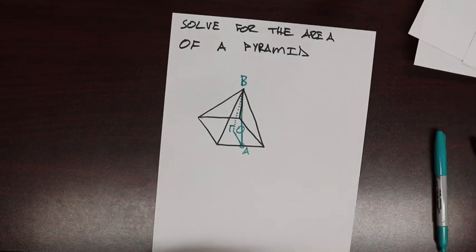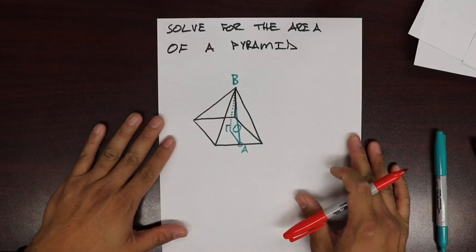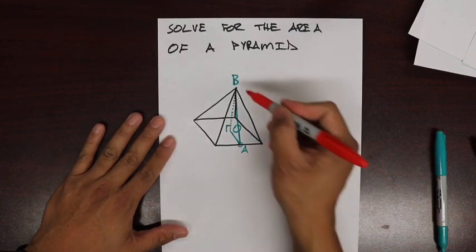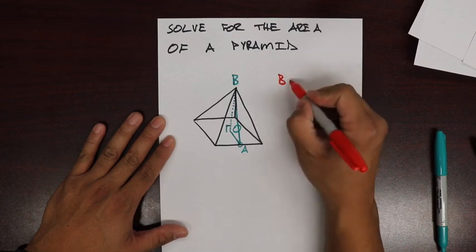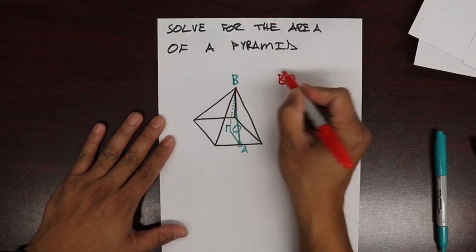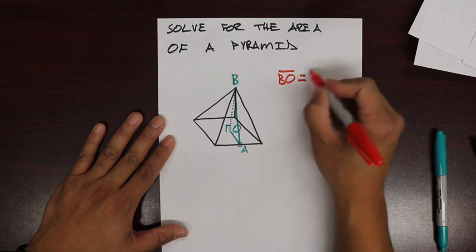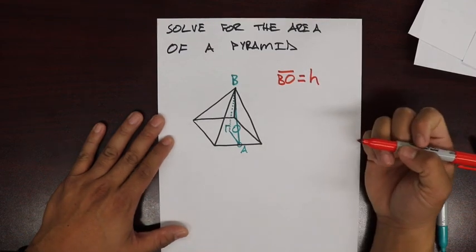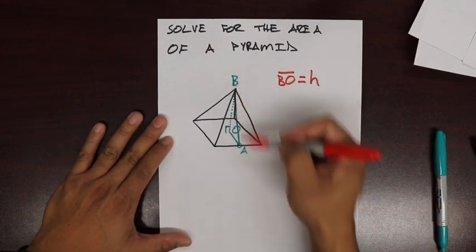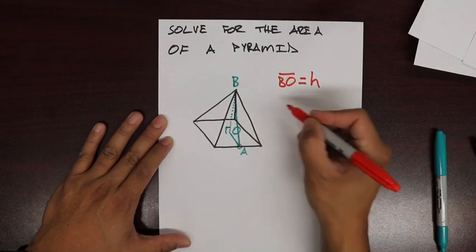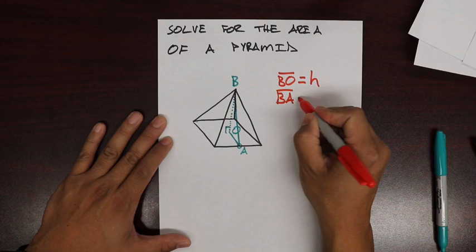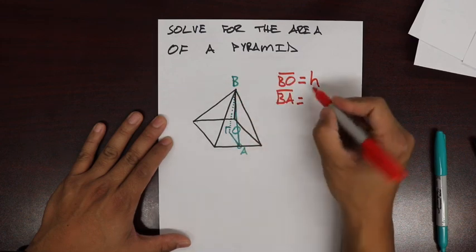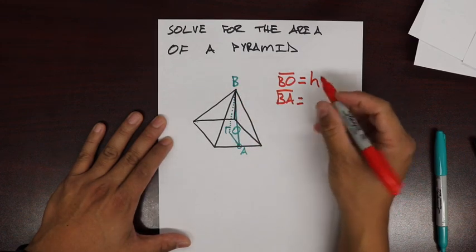Now there's a point where we're going to try and summarize some of these values, right? Where we say that the line segment from B to O, so this top part down to here, is the height, right? And the line segment from point B to point A, we're going to call side S.